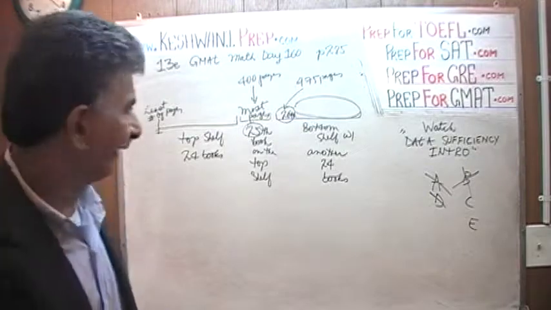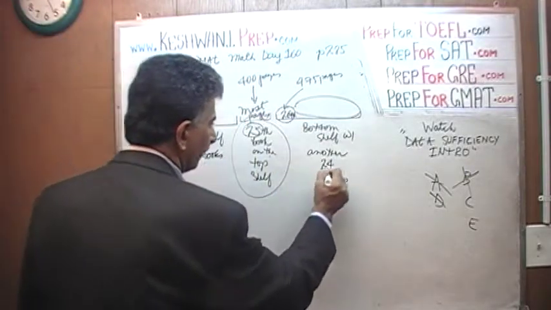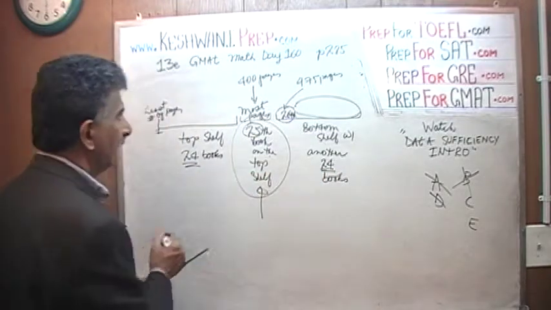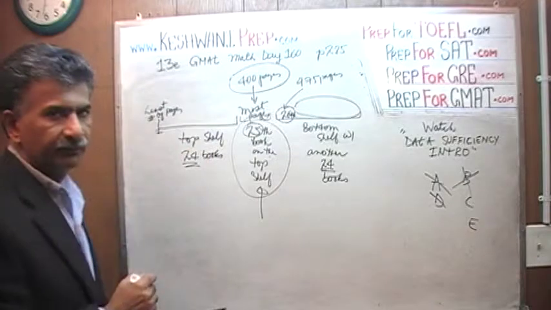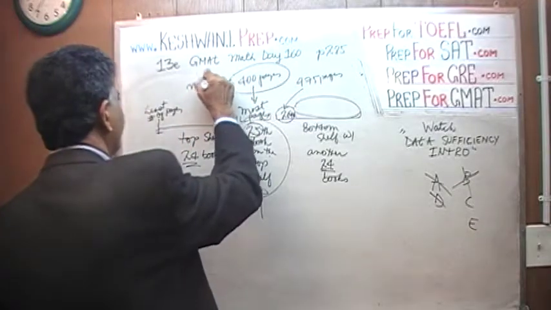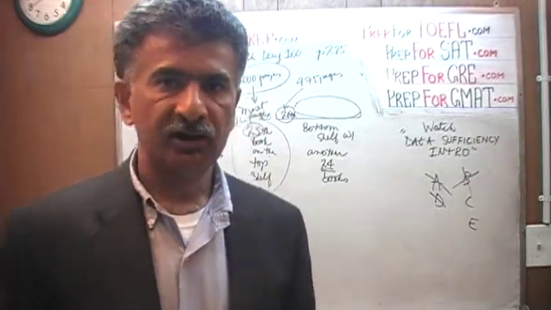What interests us is the fact that this is the 25th book, and this is the median, because there are 24 to the left of it, 24 to the right of it. This is smack in the middle, and it has 400 pages, and therefore that's our median. The median is 400.